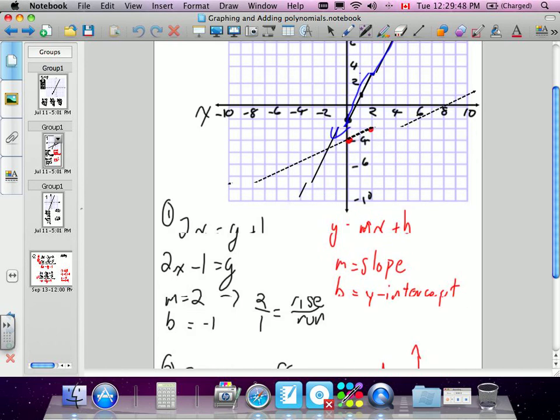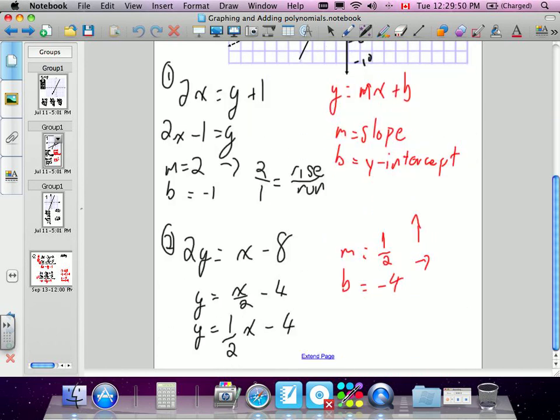The other equation we had was 2y was equal to x minus 8. Again, this equation wasn't set equal to just y. We had to move the 2 to the other side. And when we moved the 2 to the other side, that means we had to divide. Since this is a multiplication, we had to divide both of the terms by the number 2. So we divided x by 2 and got x divided by 2. And we divided 8 by 2 and we got negative 4.